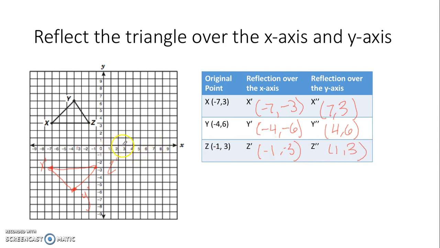Now we plot the points. So 7, 3, that would be X with two slashes. We have 4, 6, and we have 1, 3. You can check yourself because you can see that it is reflecting over that y value. So that's how you reflect a triangle over the x and y axis.